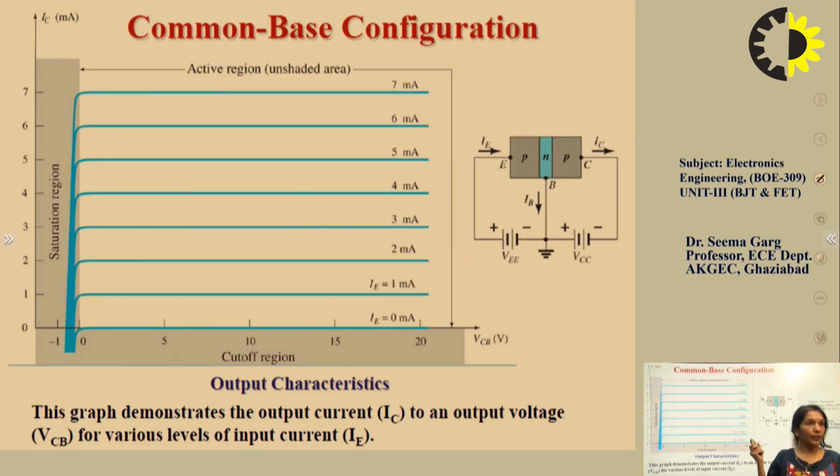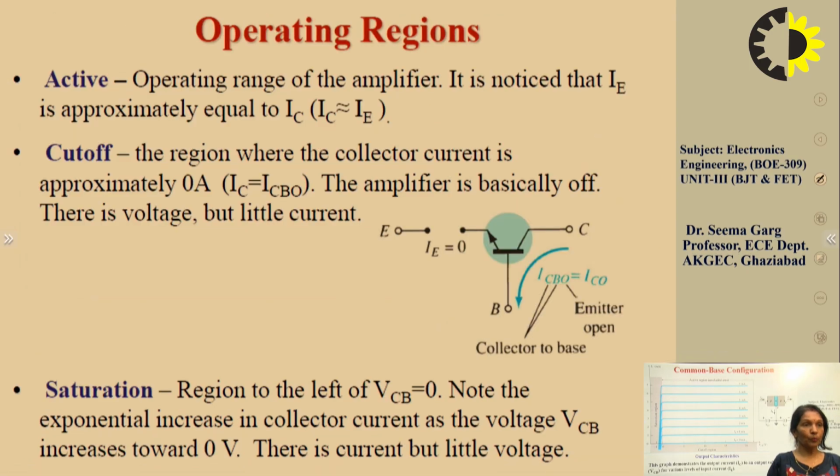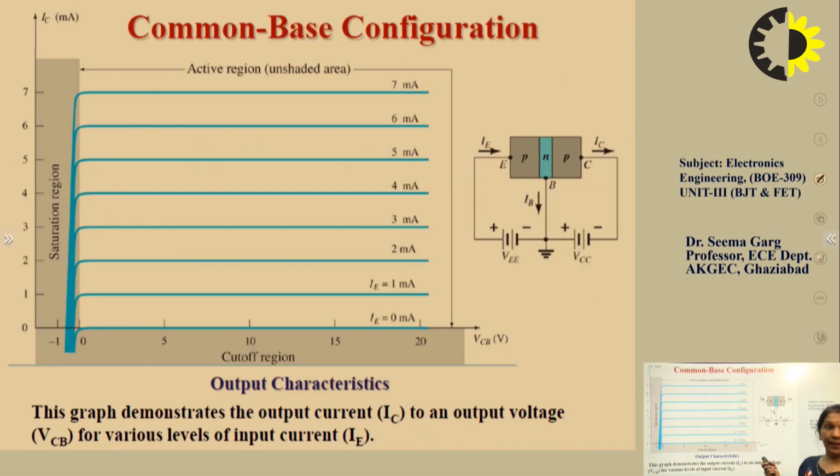Now coming to the output characteristics of the common base configuration. Output characteristic means the characteristic curve between the output voltage and the output current, keeping the input current constant. From this characteristic curve, we can see that although we are increasing the VCB from 0 to almost 20 volt, the current is almost constant. This is because the output current is independent of the output voltage. It depends upon the input current.